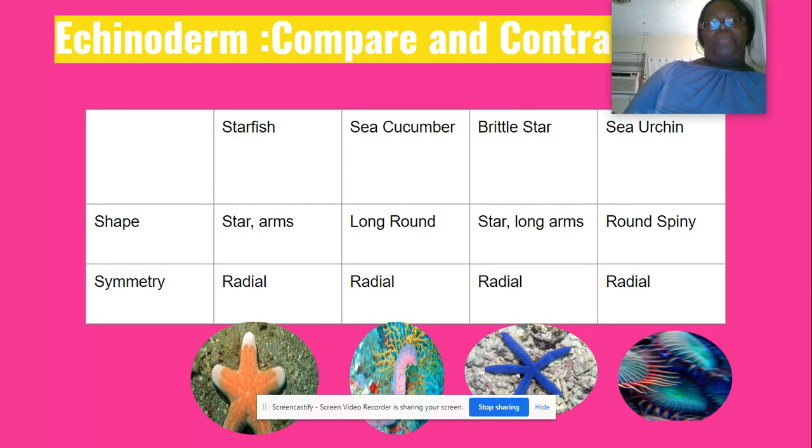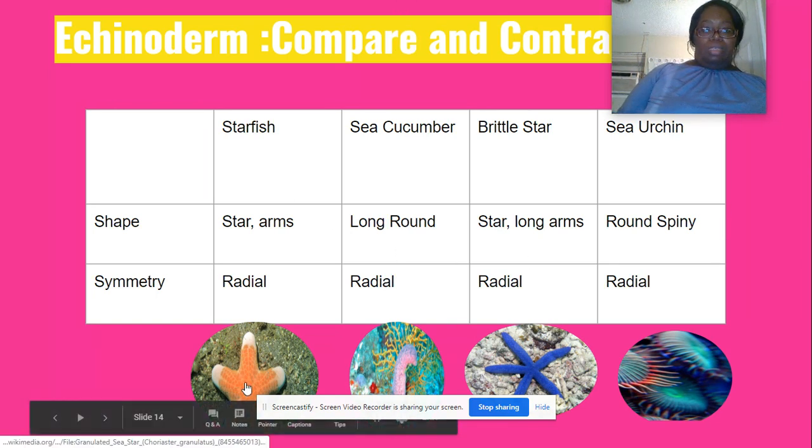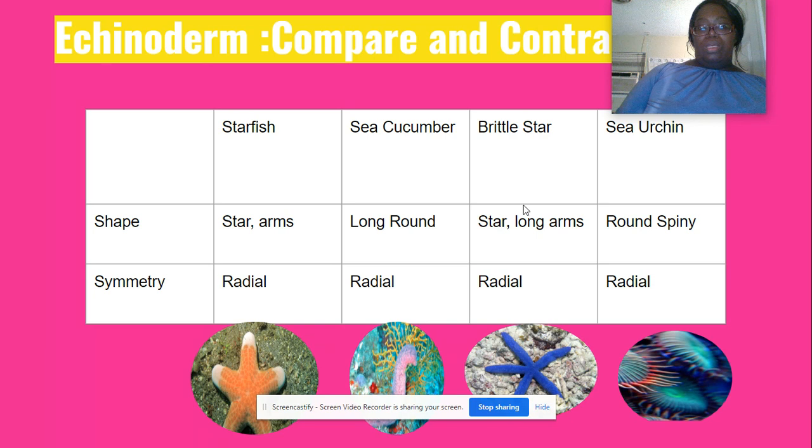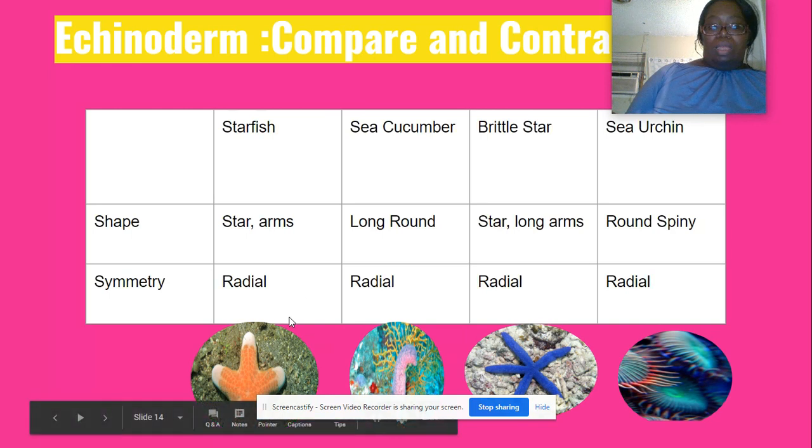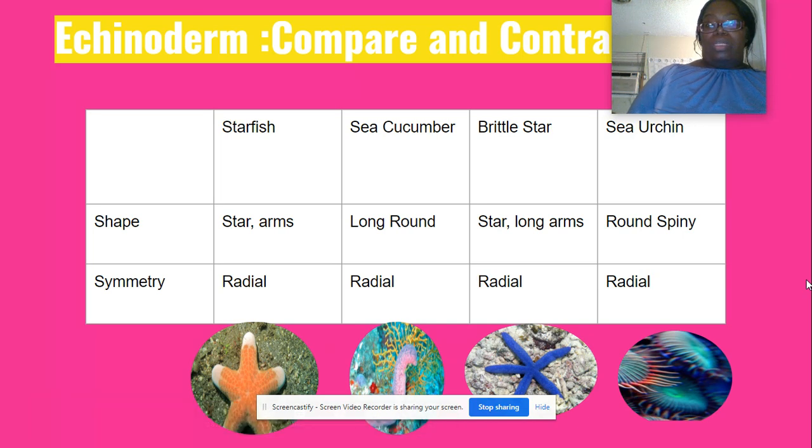And now, quick review. So the starfish here is shaped like a star, has short arms, and has radial symmetry. Sea cucumbers are long and round, with radial symmetry. Brittle stars are shaped like stars, with long arms and radial symmetry. Sea urchins are round and spotty, with radial symmetry. Some of them are shaped like stars, but the main thing they have in common is radial symmetry. And most of these are found in the deep ocean, so we just can't walk up on them most of the time.